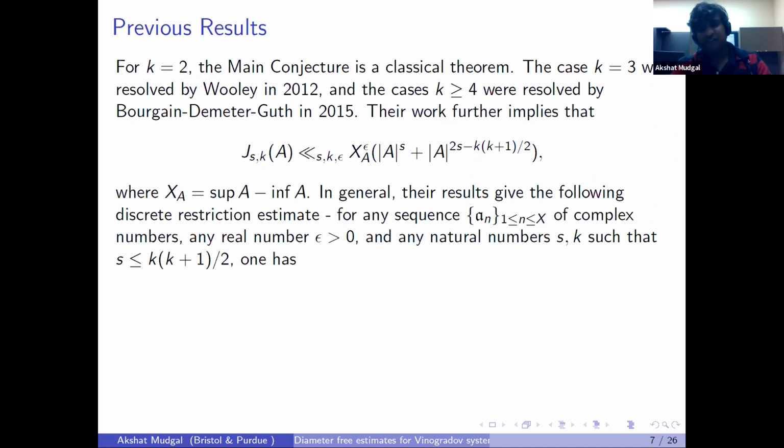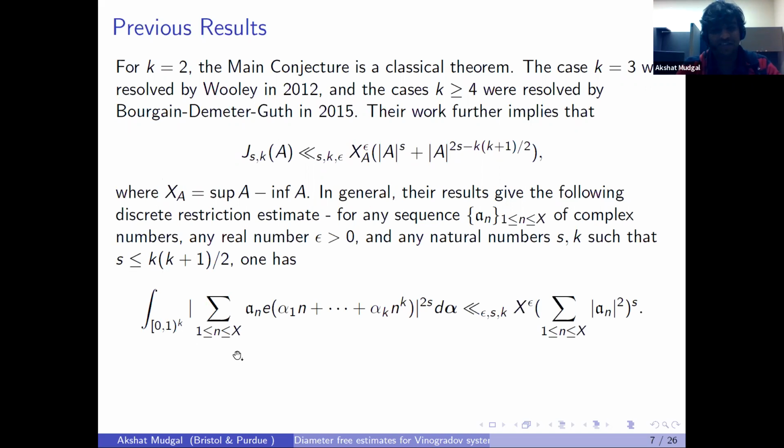Let's say you have any sequence a_n of complex numbers, any epsilon, and let's say you're in the regime when s is less than k(k+1)/2. For people who work in the area, this is the regime when the diagonal solutions dominate the off-diagonal solutions, and so it makes writing the discrete restriction estimate a bit easier. In this particular regime, you have this nice estimate on the 2s-th moment of an exponential sum. The exponential sum has these weights, the complex sequence that we chose. We take the 2s-th moment and we're able to bound it by the L2 norm of the complex sequence.